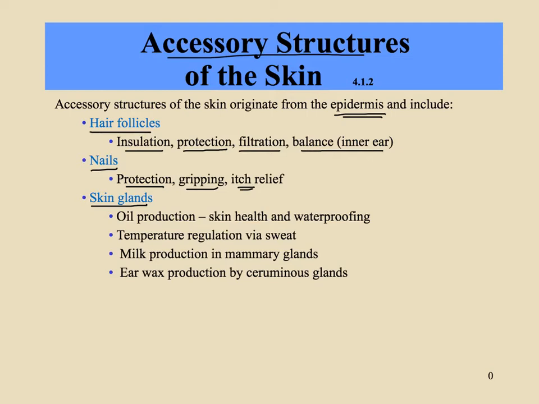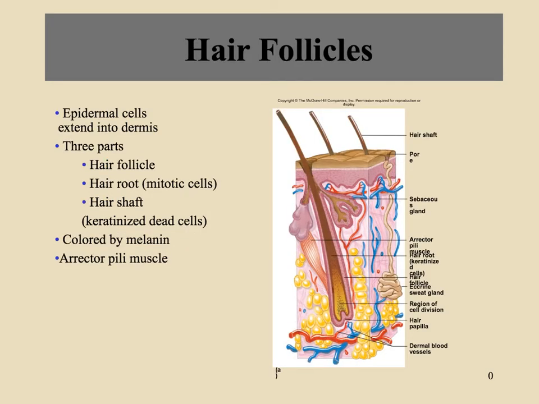There are several different types of skin glands. Some of them are involved in oil production, which helps keep your skin supple and not dry, and keeps your outer layer fairly waterproof. Sweat is involved in temperature regulation. And then you've got some special glands that are developed from sweat glands, like the mammary glands, which are involved in producing milk for infants, and even earwax is produced by a particular gland. So these are all ways that the accessory structures function for your health. So let's look at these individually.